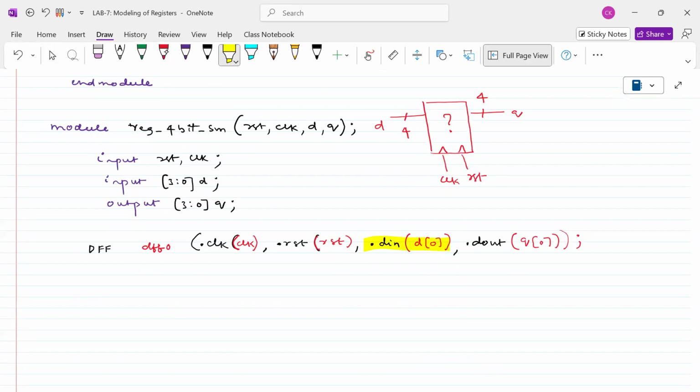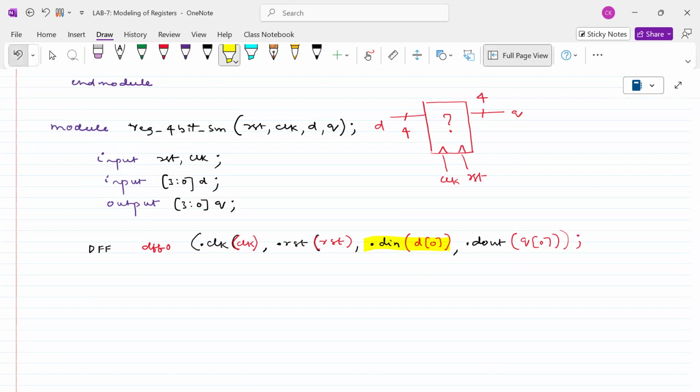You can keep this one in the first place, this one in the last place. It doesn't matter at all. But whereas if you write the positional association, then definitely we have to follow the same order. Otherwise, you will get an error. So better you follow this particular notation.